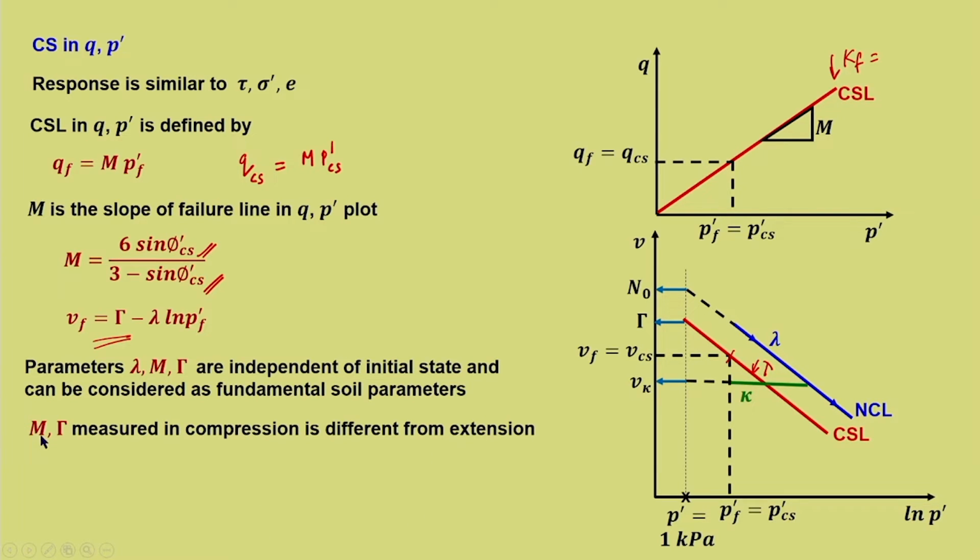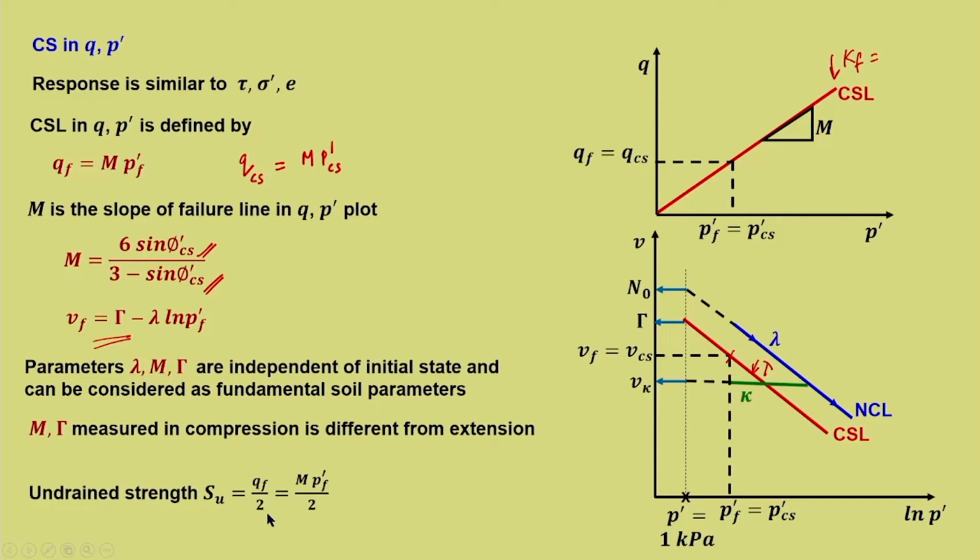So, similarly m is also marginally different in the case of extension case. Now we are basically discussing with reference to the compression line, so we will not bother about that right now. Also, we know that in the previous slide we discussed undrained shear strength. Here also we can very well define undrained shear strength: qSu is equal to qf by 2.